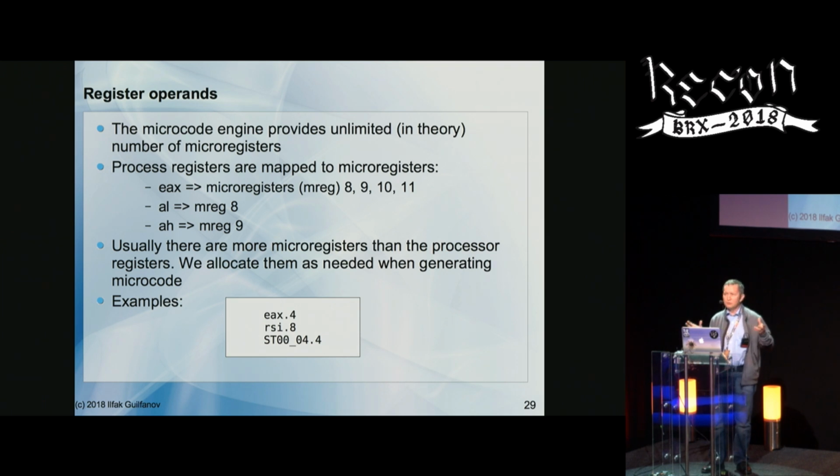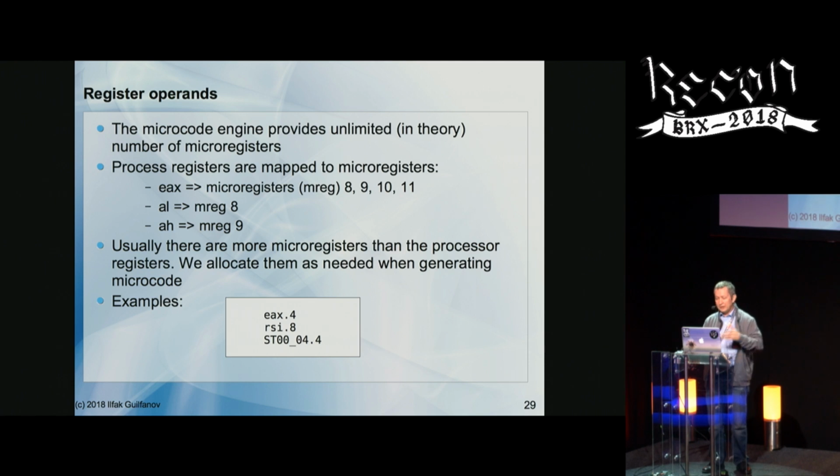Our engine, that's a virtual machine that kind of handles this microcode, has an unlimited number of microregisters, and the processor registers are mapped to microregisters. For example, EAX is mapped to 4 registers. So every microregister consists of 1 byte. So they have the fixed size. And therefore, AL is mapped naturally to the register number 8, and AH is mapped to register number 9.